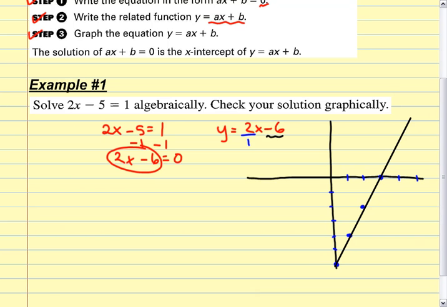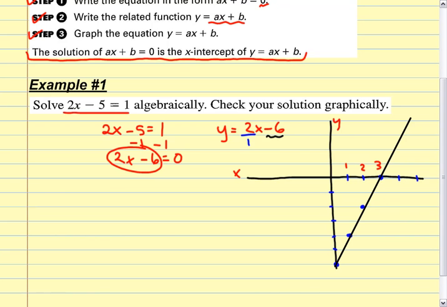We did step 3. The solution of ax plus b equals 0 is the x-intercept of that graph. What is the x-intercept? Remember, this is the x and this is the y. What's the x-intercept? Where does the graph cross the x-axis, Bella? At 3, right? 1, 2, 3. But the x-intercept is 3, right? That's the solution to this equation.